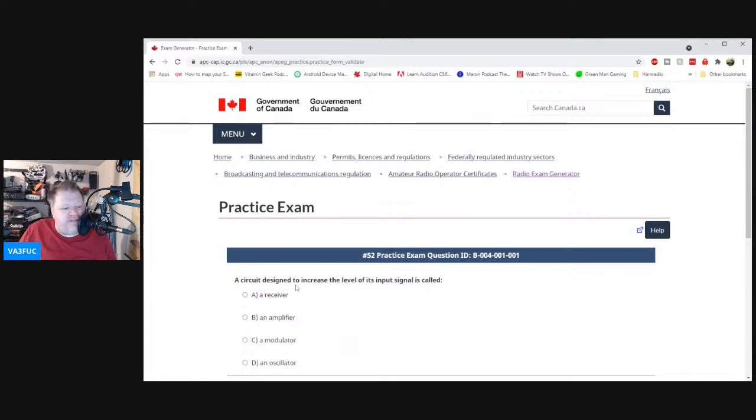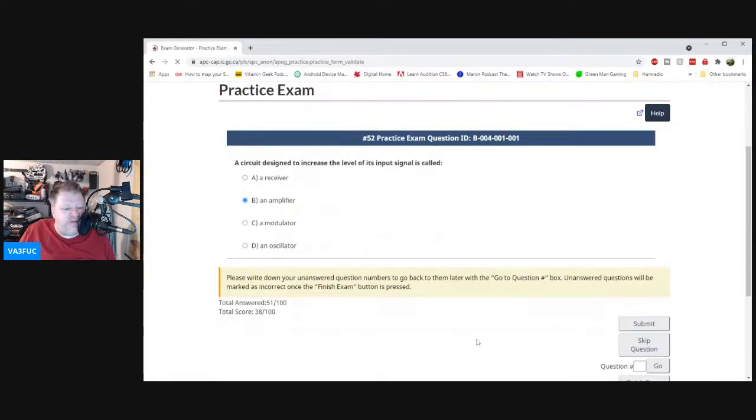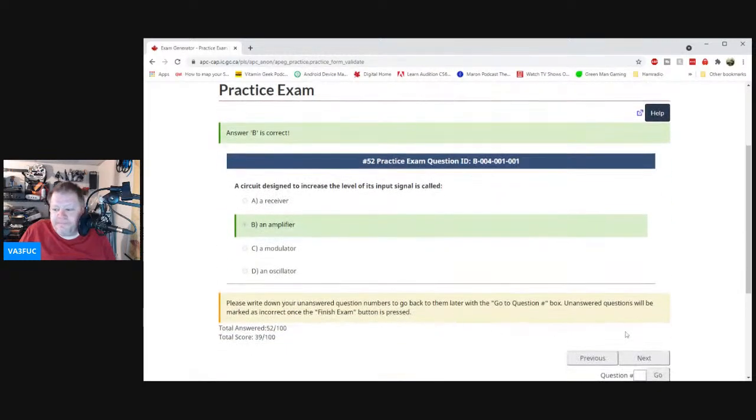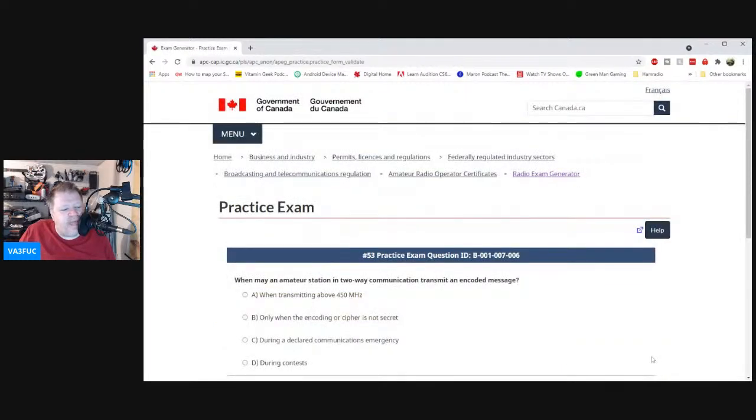A circuit designed to increase the level of its input signal is called a receiver, an amplifier, a modulator, or an oscillator. Well, B, an amplifier. It's amplifying the signal. Pretty obvious.